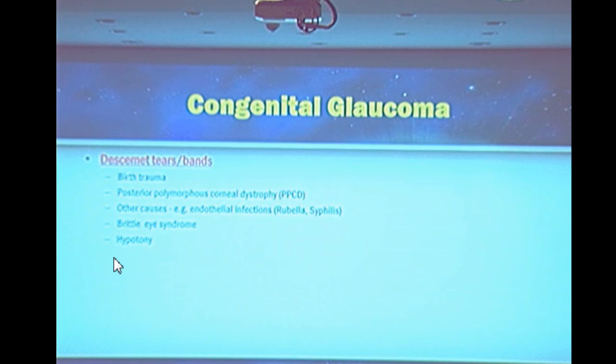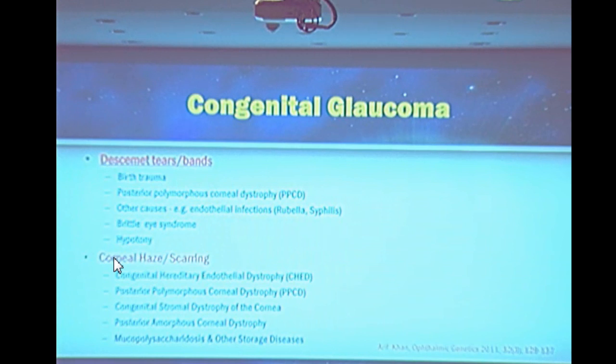Then Descemet membrane tears, tears and bands, like birth trauma with forceps delivery. But the breaks in Descemet membrane in this situation are usually vertical and unilateral. Among these also is posterior polymorphous dystrophy, and other causes like endothelial infection with rubella, brittle cornea syndrome, and hypotony can give breaks in Descemet membrane. So you need to be aware of this. Brittle cornea syndrome, probably this is a genetic connective tissue disorder, in which the connective tissue is abnormal, especially in the eye, the ear, the skin, and other parts of the body. And those patients with brittle cornea syndrome are more vulnerable; any mild trauma can lead to rupture of the cornea. So you need to keep this in mind.